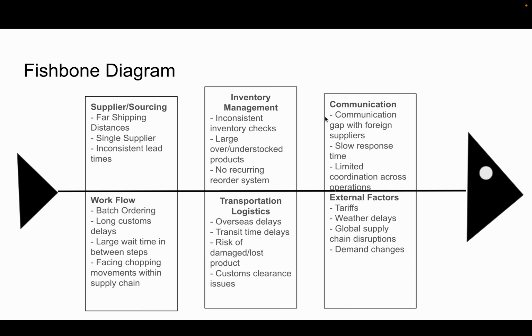Now we get to communication. There's the communication gap with foreign suppliers. That is obviously a big one, especially in a country that does not speak English. Slow response time, limited coordination across operations. The communication can get hard in that aspect. Now, external factors: as we're shipping from overseas and consumables, tariffs are a big thing. Weather delays can be a massive issue. And then, of course, global supply chain disruptions as well as demand changes.